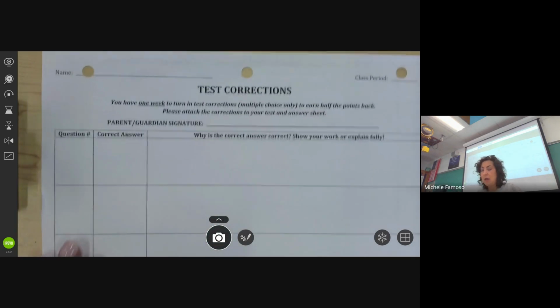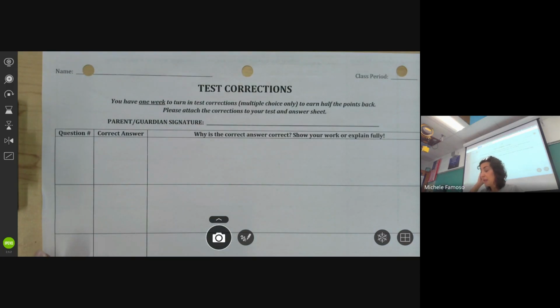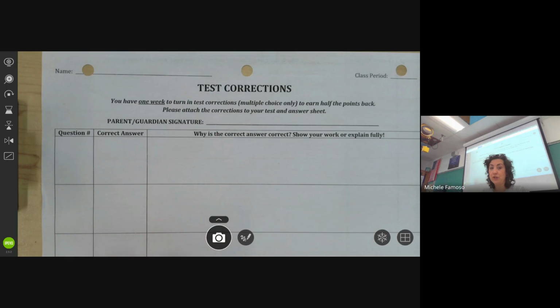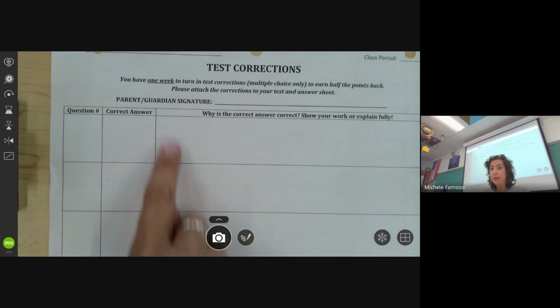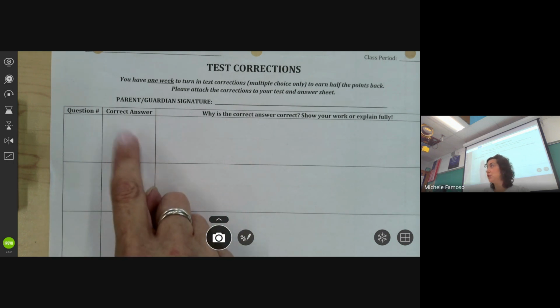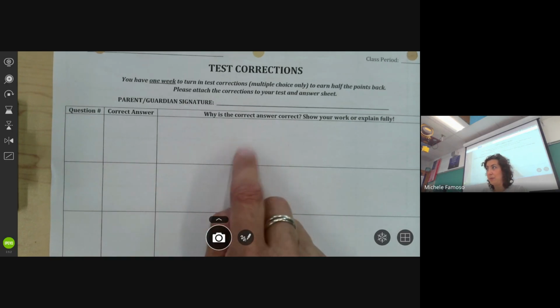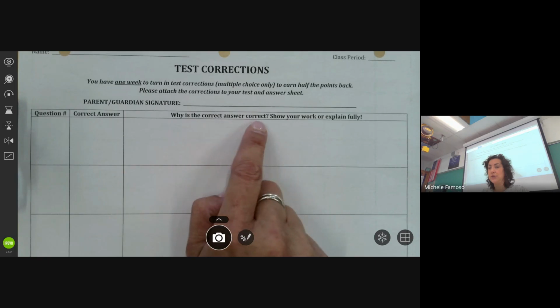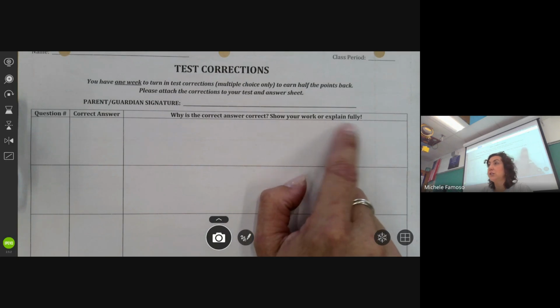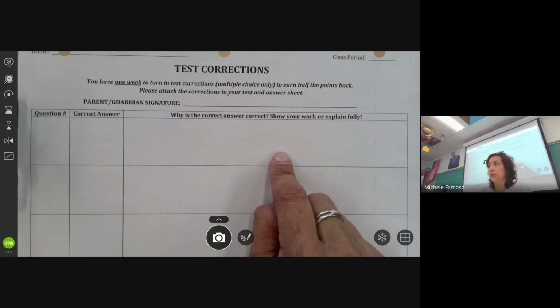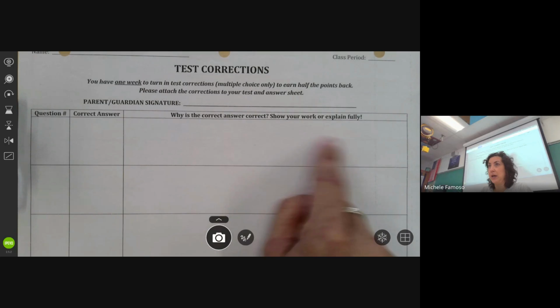That's all. Okay, here's what you have to do. Every question you got wrong, you have to tell me the question number in this box, one for each question. Then you've got to figure out what the correct answer letter was, A, B, C, or D. Put it there. That itself means nothing to me. This is the important part. Why is the correct answer the correct answer? You either have to show the calculation or explain why the correct answer is the correct answer. Without this, you don't get any points back.